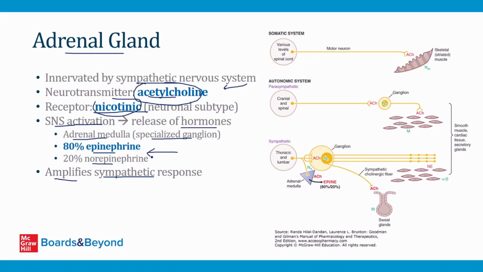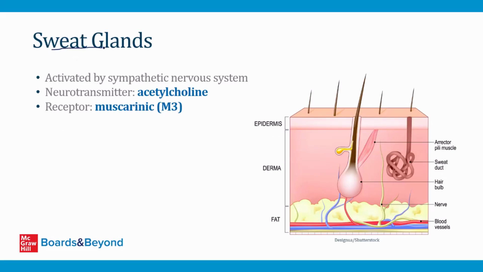And then sweat glands are another unusual situation in the sympathetic nervous system. They can be activated by the sympathetic system, but the neurotransmitter is not norepinephrine, it's acetylcholine, and the receptors are not adrenergic receptors, they are muscarinic M3 receptors. And so when the sympathetic nervous system is activated, for example, in someone who's hemorrhaging, they will sometimes have sweaty palms, and that's because the sympathetic nervous system is releasing acetylcholine onto muscarinic M3 receptors found in the palms, and that's causing sweat to be produced.